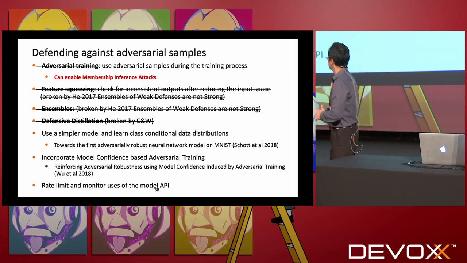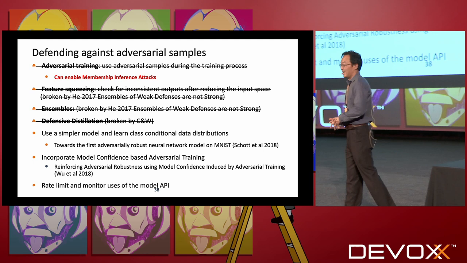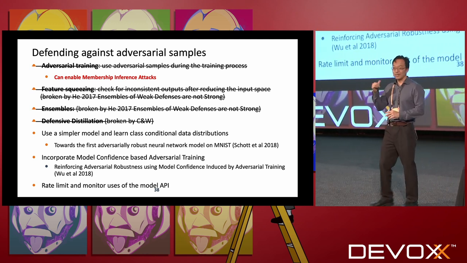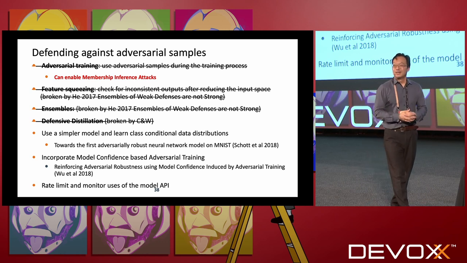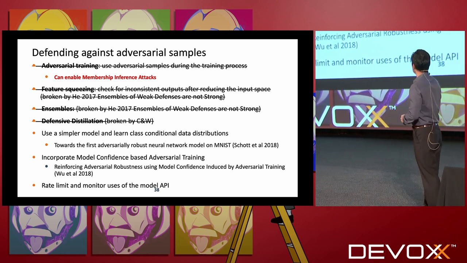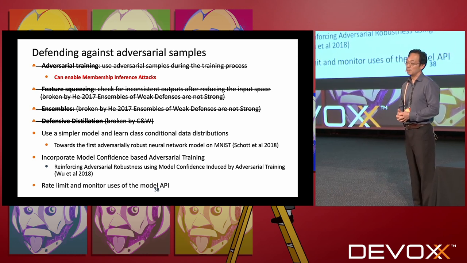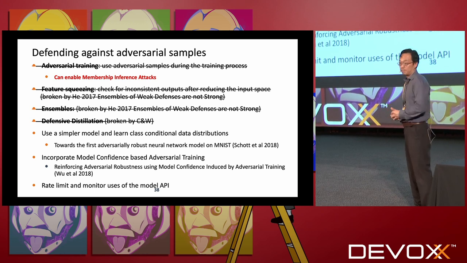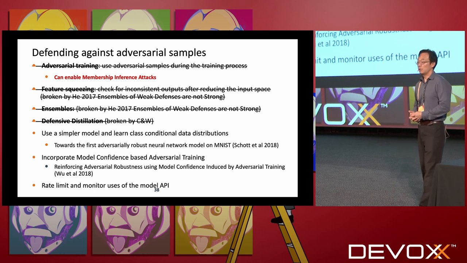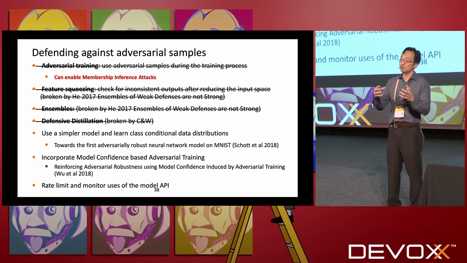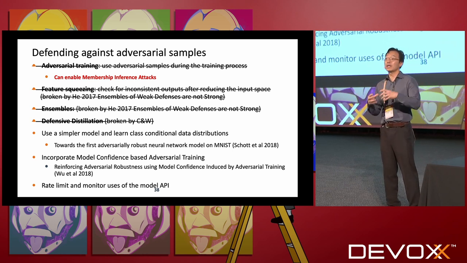Let's talk about defenses. Unfortunately, Carlini and Wagner are basically the cause of a lot of these being struck out. Their technique broke all these defenses that we thought were possible. One other defense is adversarial training, where you take your training data and create adversarial samples of it, and then you train the model to recognize them correctly instead of as the wrong thing.